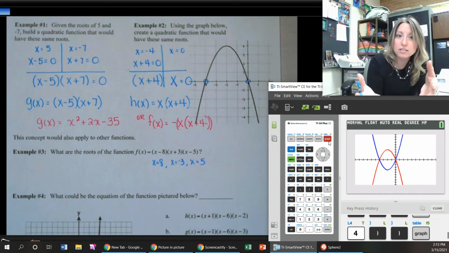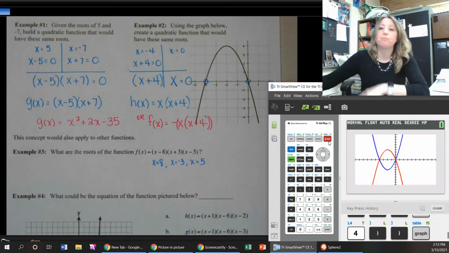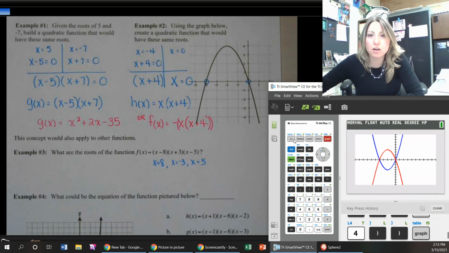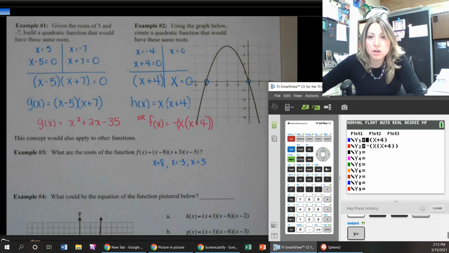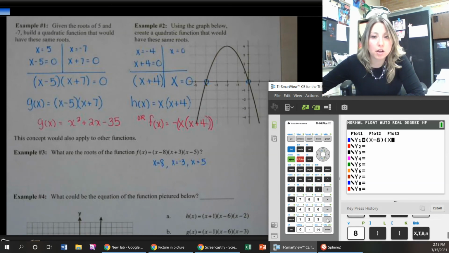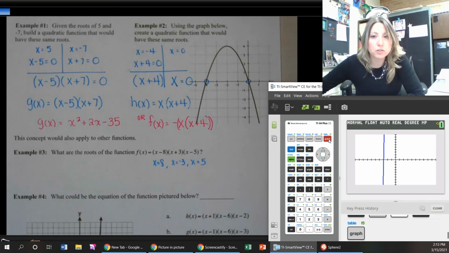Right? Let's prove it. Again, go to the graphing calculator, go to y equals. Let's clear out what we already had in there. And in y1, let's put the binomials we were given, x minus 8, x plus 3, and x minus 5. And let's press graph and see what it looks like.